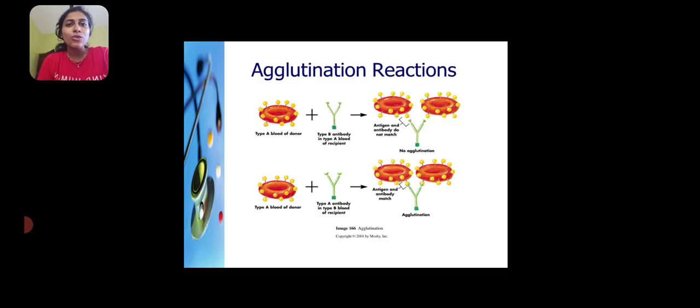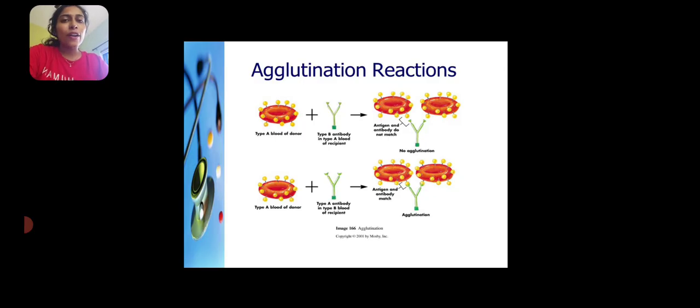We know that a person who has blood group A can donate only to a person who has blood group A. A person who has blood group B can only donate to a person who has blood group B. But in the case of the O blood group, it can donate to every blood group because the antigens are absent. A person who has blood group AB can receive every kind of blood group. So just imagine a person who has blood group A donating to a person who has blood group B.